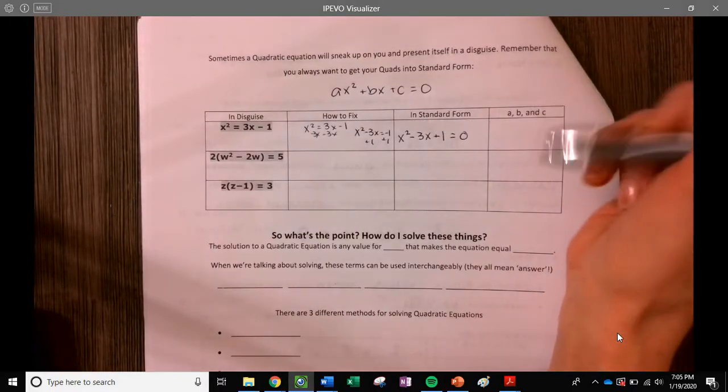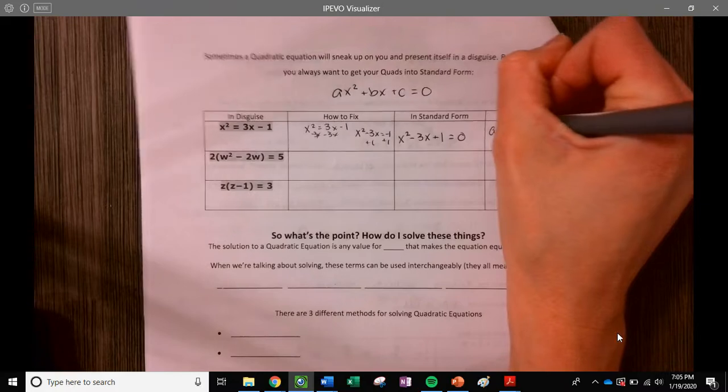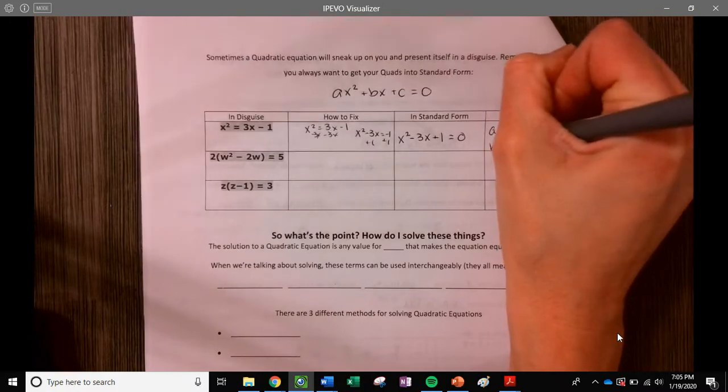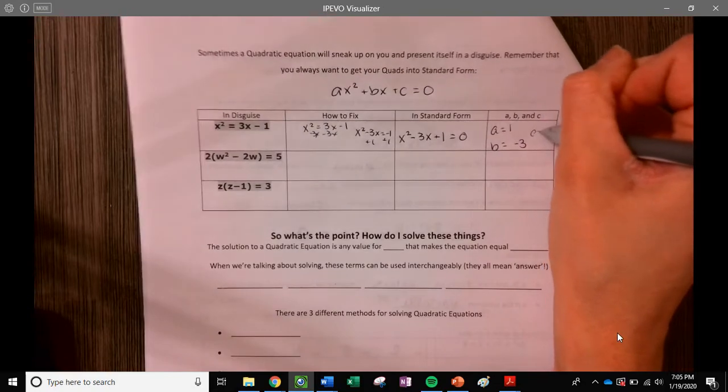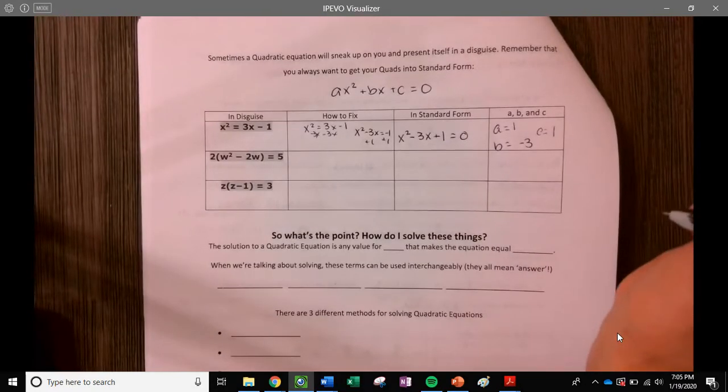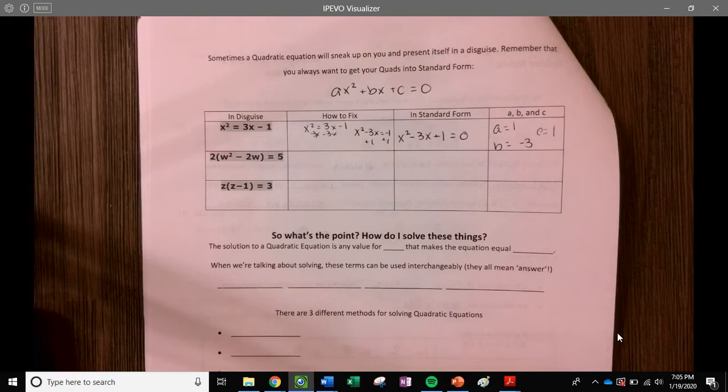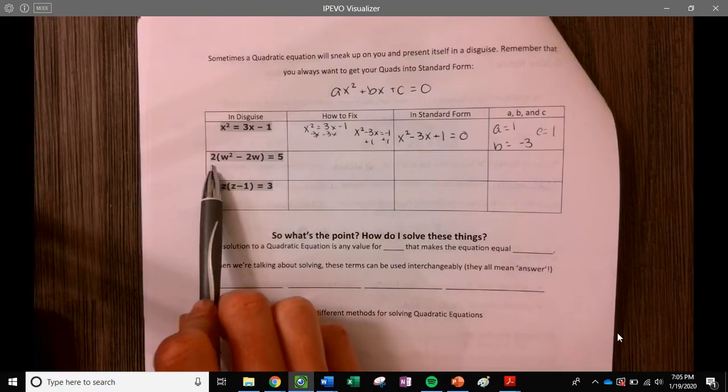All right, so our a value in this case is 1. Our b, if you said negative 3, you'd be correct. And our c is also 1. Okay, let's try this second example.